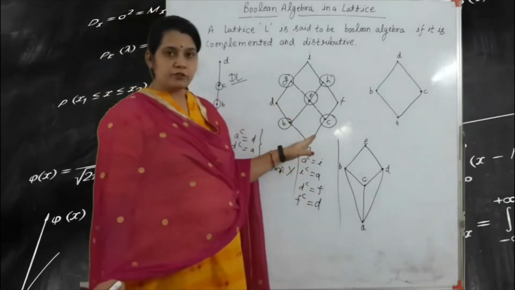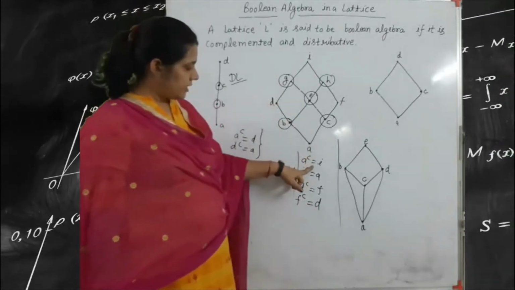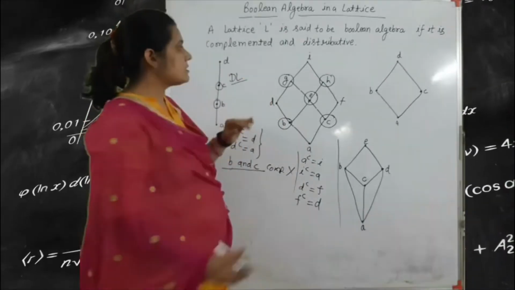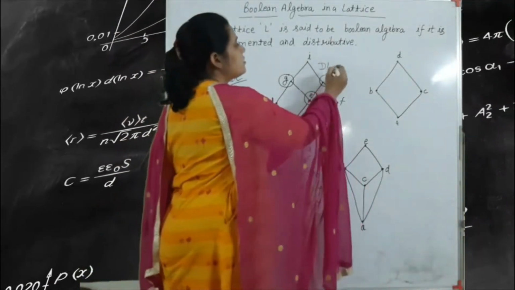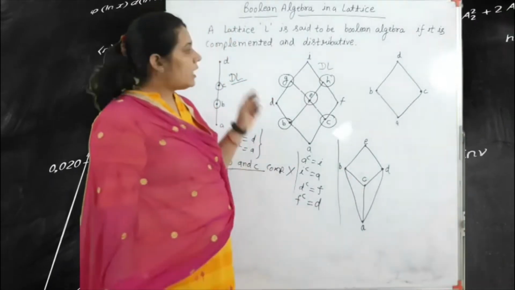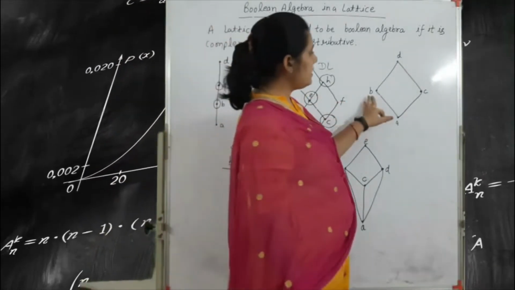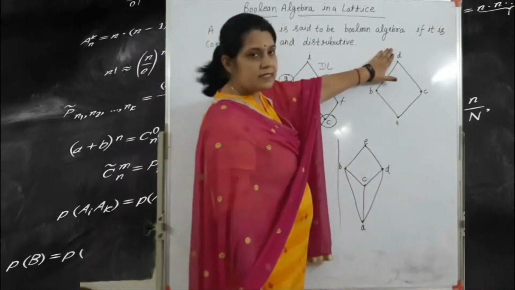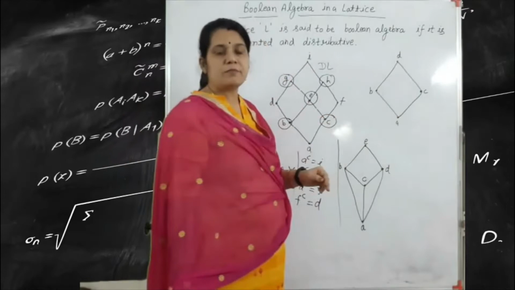So according to this, we have only one or zero complements here. Then we can say that this is a distributive lattice. Okay. Our next example is A, B, C and D. So here the top of the system is D and the bottom of the system is A.